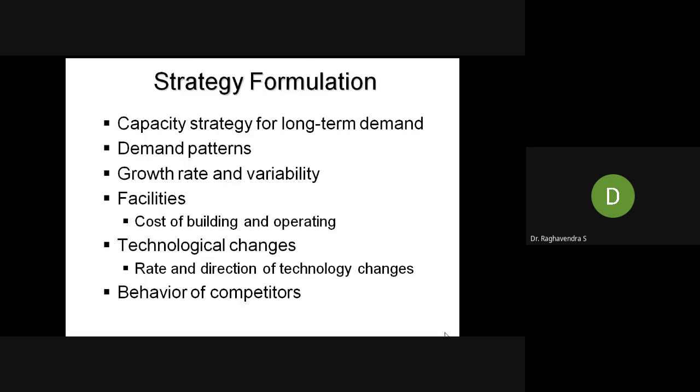Technological changes, rate and direction of technology. That's what I'm telling. Each and every week, a new mobile will come to market, and based on that there will be changes in technology. There may be some minor modification, but the mobile manufacturing company should have the capacity to adapt to other technology changes.